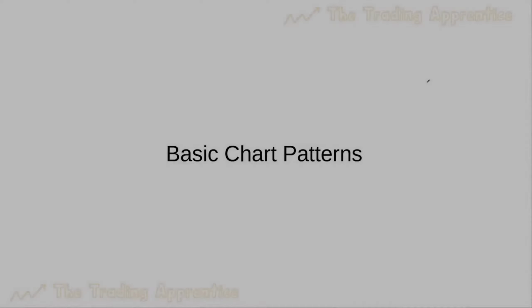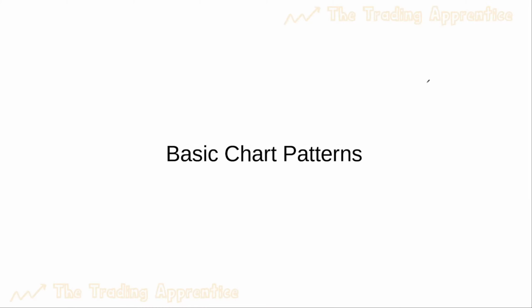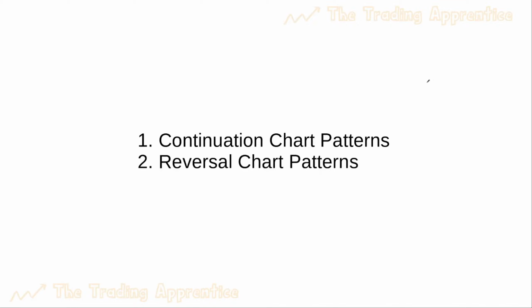Let's talk about basic chart patterns. Basically, there are three groups of chart patterns: continuation chart patterns, reversal chart patterns, and bilateral chart patterns. Continuation chart patterns occur when the price is continuing the same direction as the trend. Reversal patterns occur when the price is changing direction and the trend is reversing. And bilateral patterns can occur when price goes in either direction and indicate a period of consolidation.